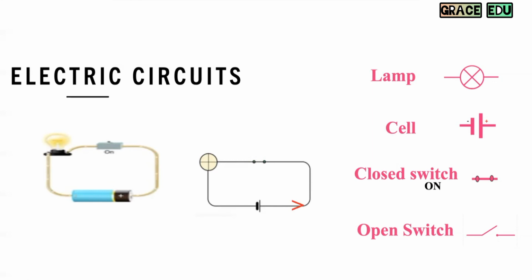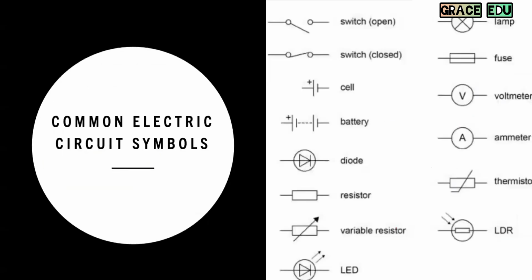There are two types of electric circuits. They are series and parallel circuits. We will be discussing them in the next video. Before watching the next video, go through the symbols of a few components and learn them.